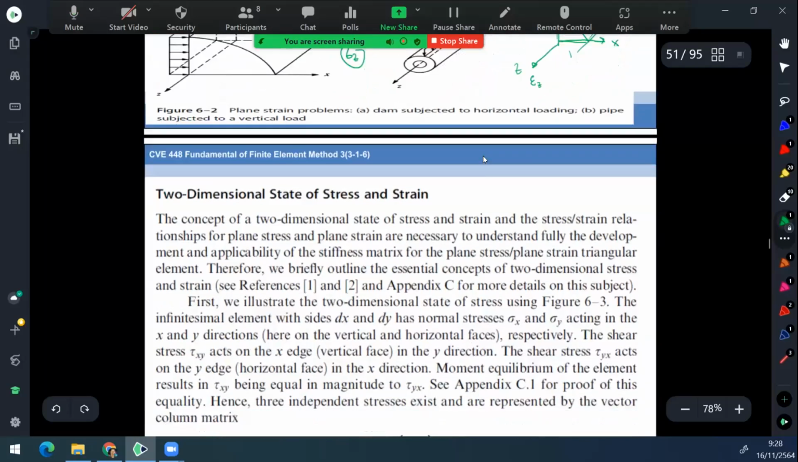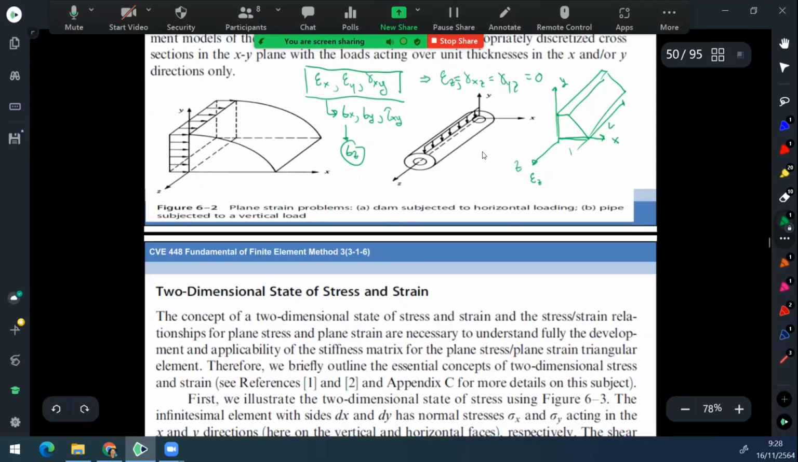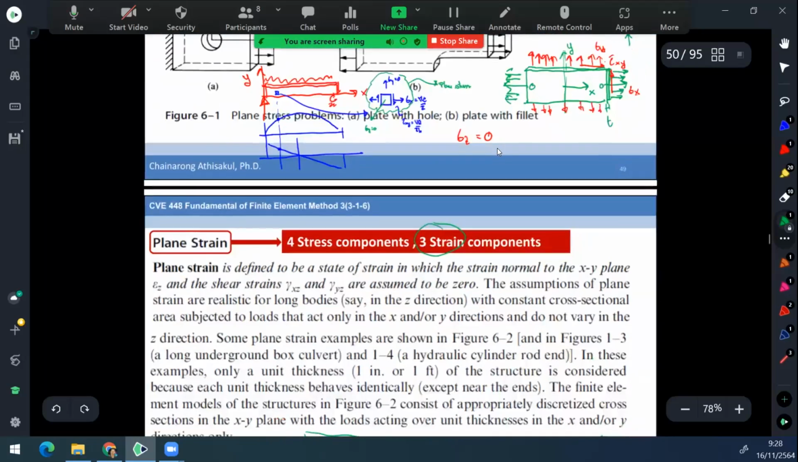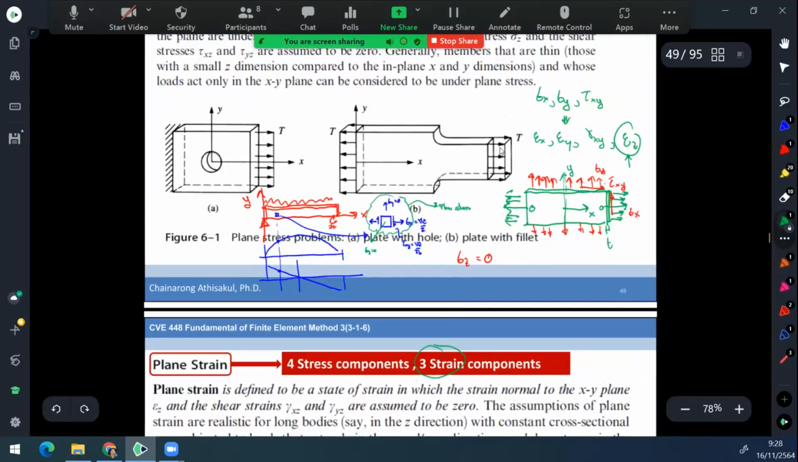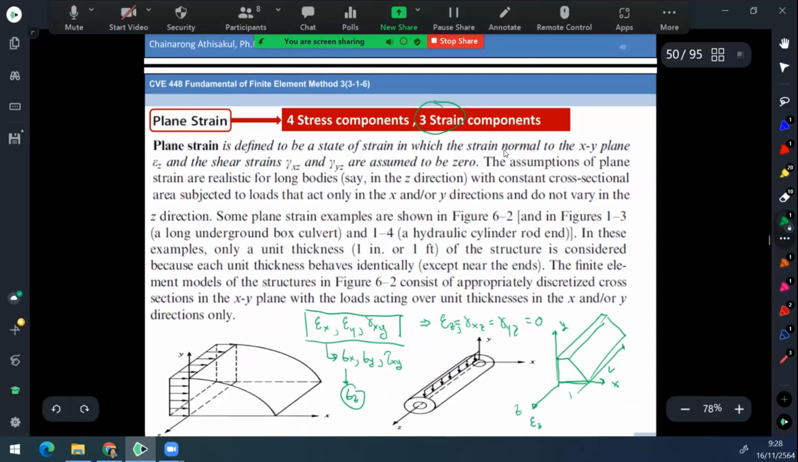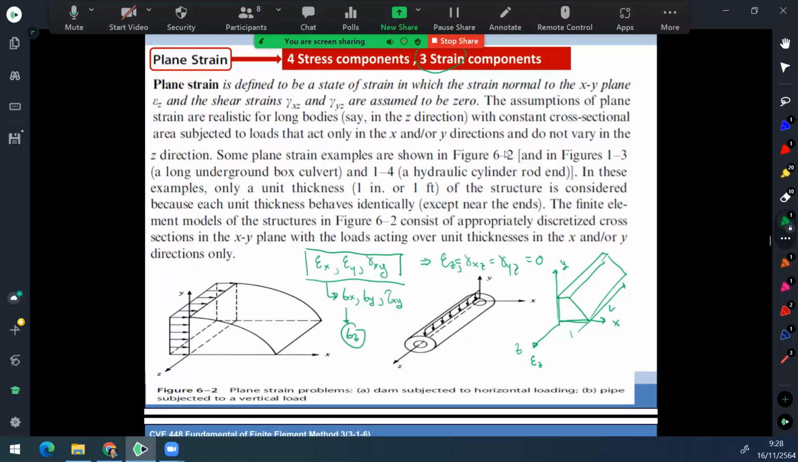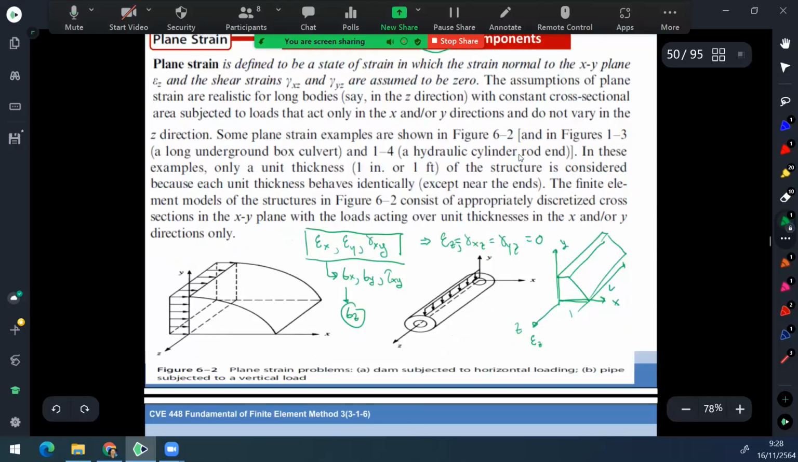Okay, so now we know the two types, plane stress and plane strain, in the finite element method. And in the theory of elasticity, when we would like to solve the plane problem, the mechanics plane problem, we have to define: is this a plane stress or plane strain? So it's very important.